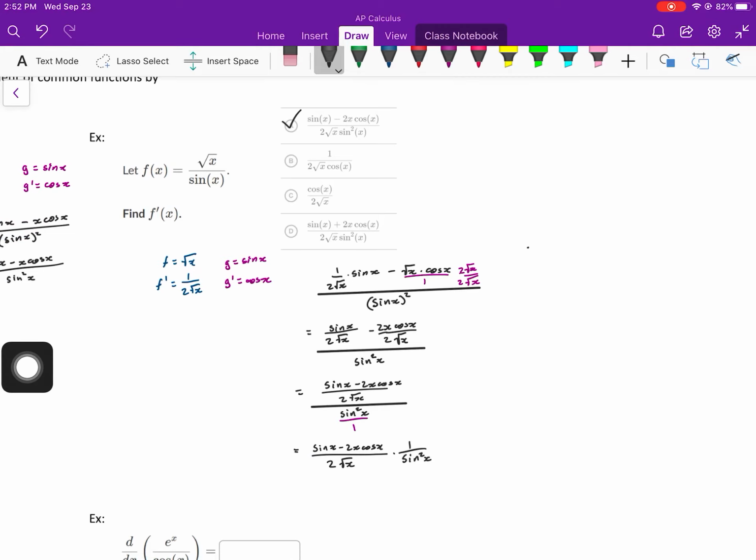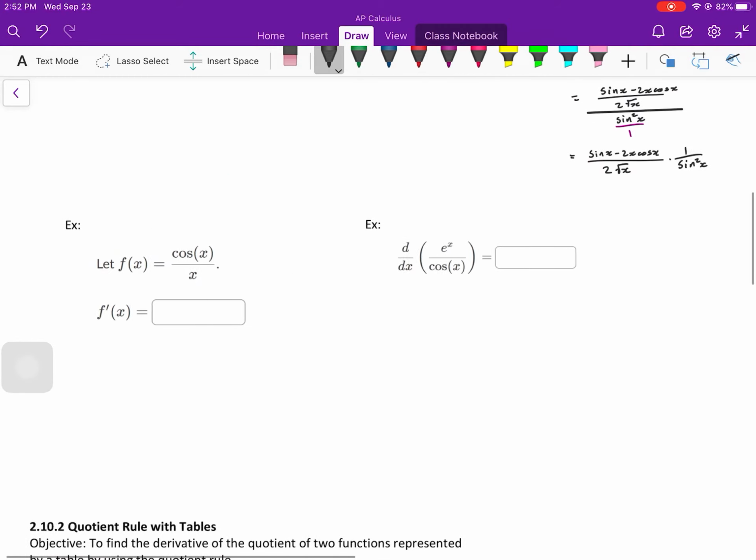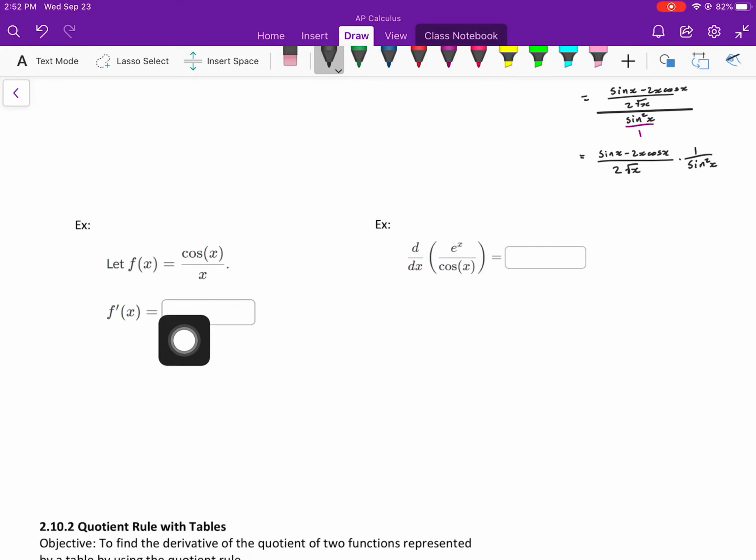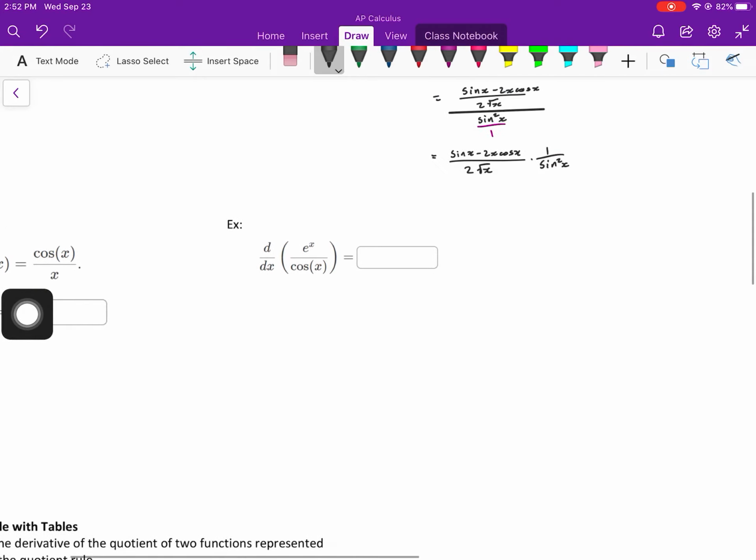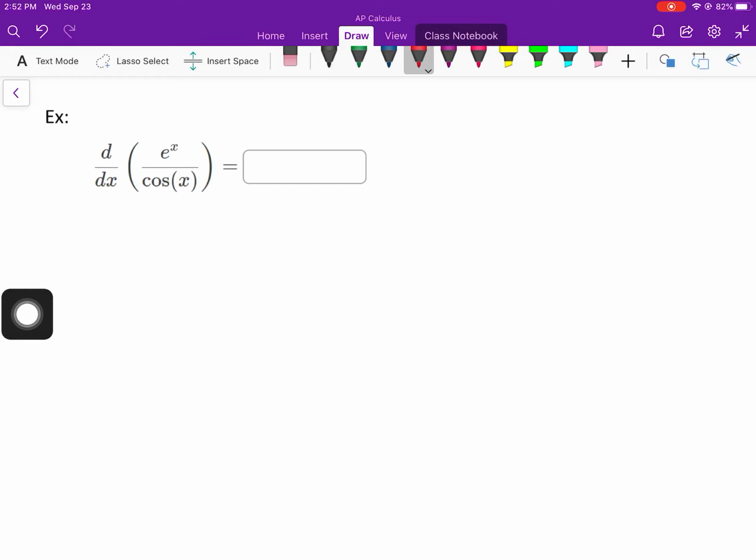That one's about, I think, as complicated as it gets. Then I wanted to go over one with cosine. I'm going to do this one in class. It's a little bit easier. Let's do the one that's a little bit more difficult. So for this one, f is e to the x, so f prime, really easy, is e to the x as well. And then g is cosine of x, so g prime is negative sine of x.